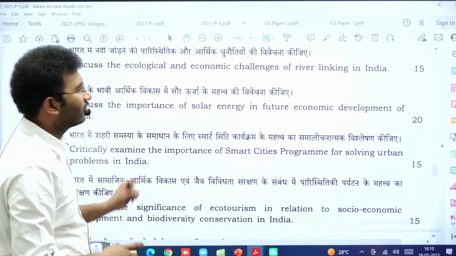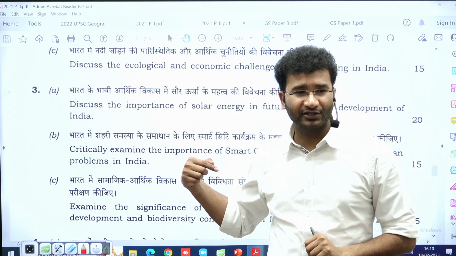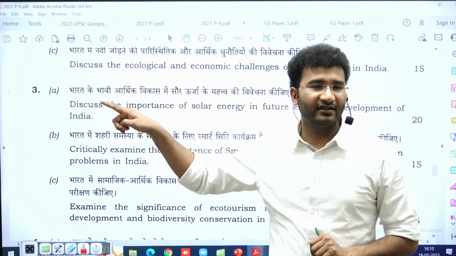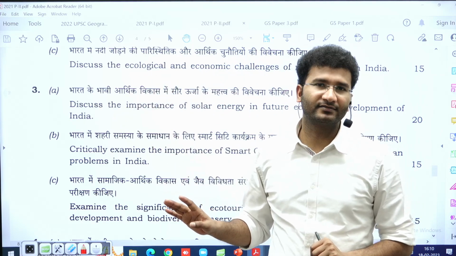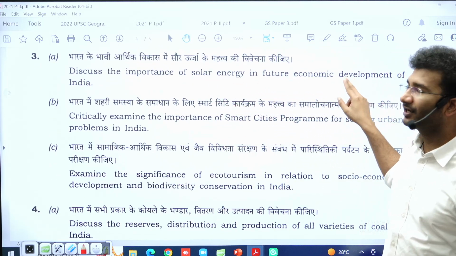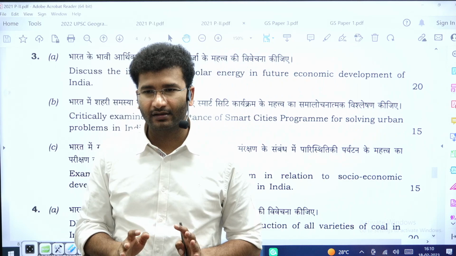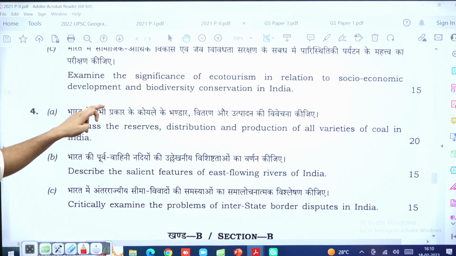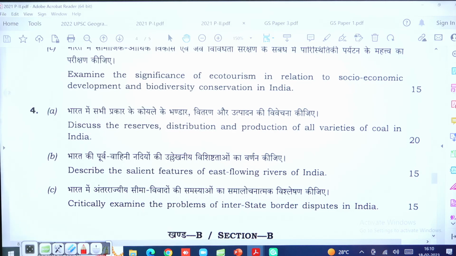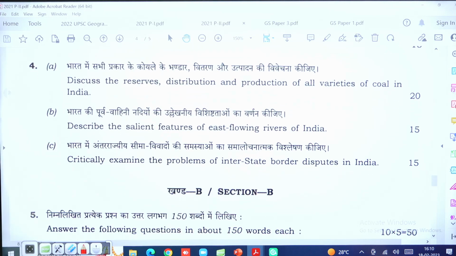Discuss the ecological and economic challenges of river linking in India. Now this is the same question asked in geography optional also. In paper 3 also similar kinds of questions have been asked. Right? Discuss the importance of solar energy in the future economic development of India. Very generalistic, but you have to write it from the geographical perspective. Examine the significance of ecotourism in relation to socio-economic development and biodiversity conservation in India. Discuss the reserves, distribution and production of all varieties of coal in India.